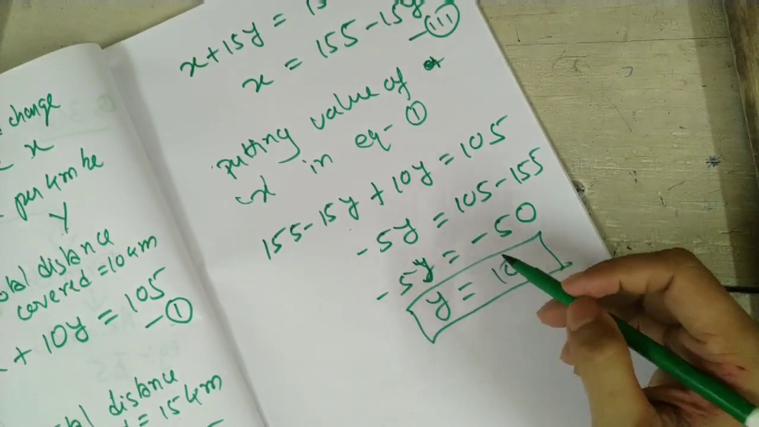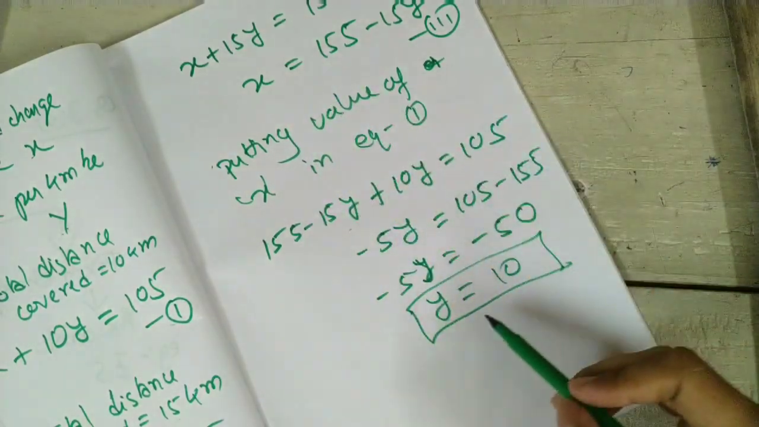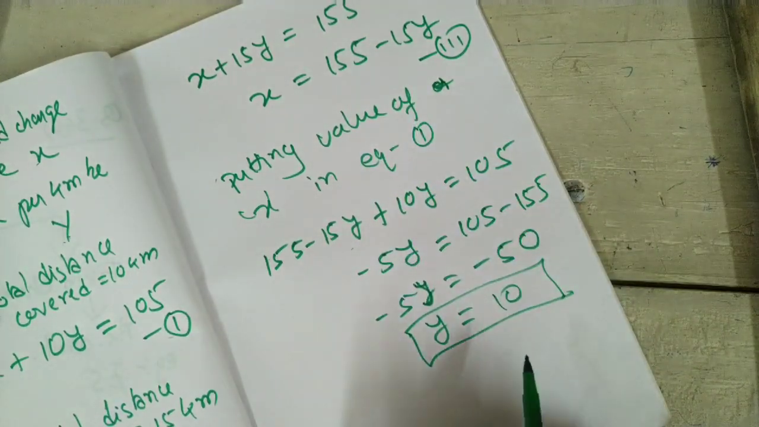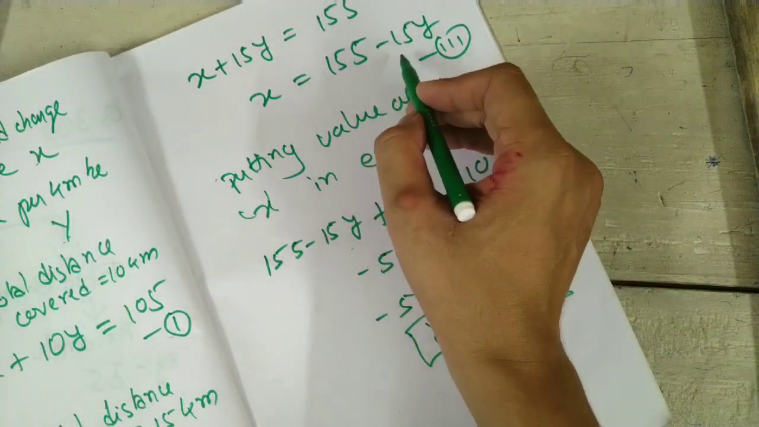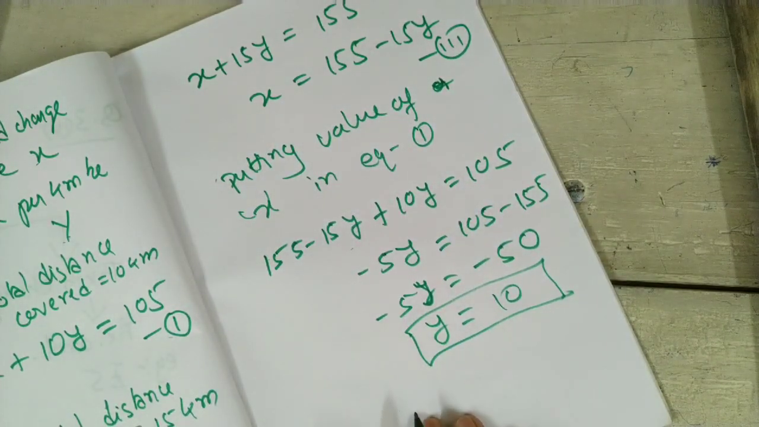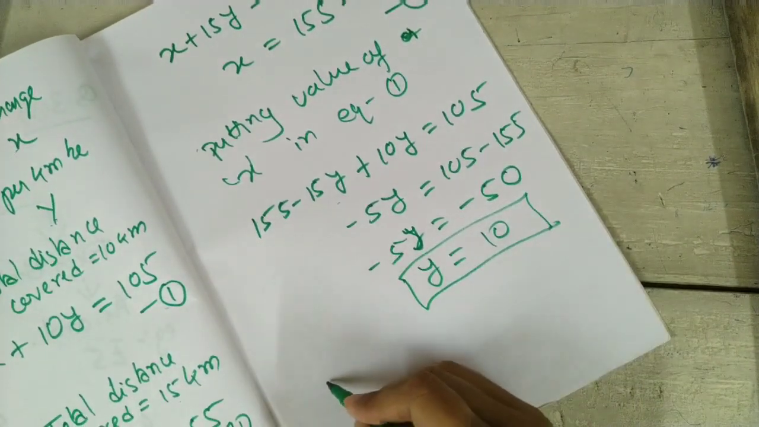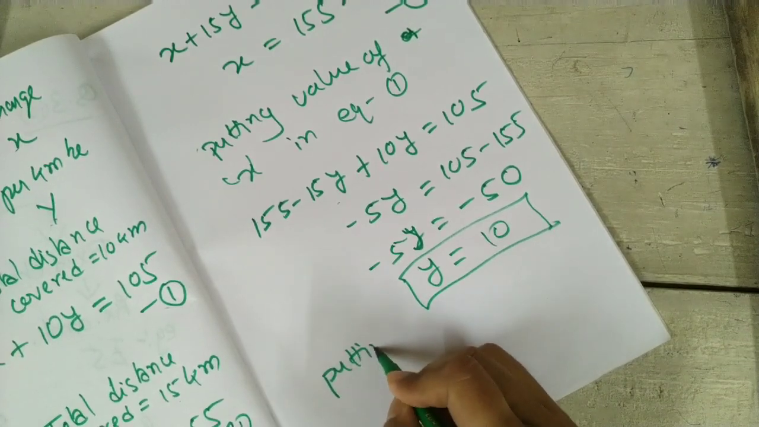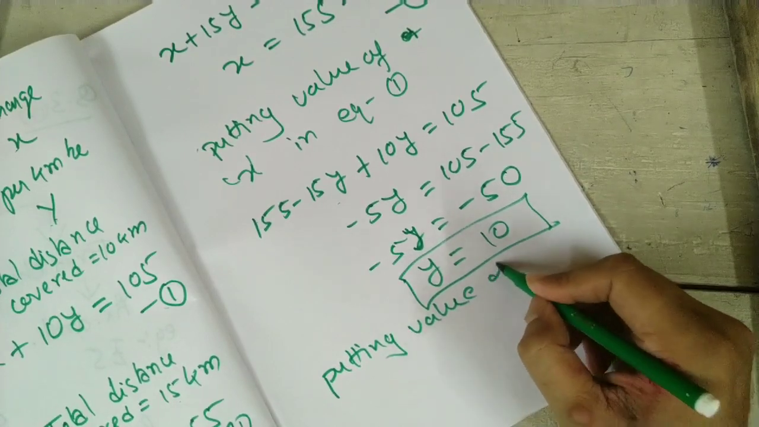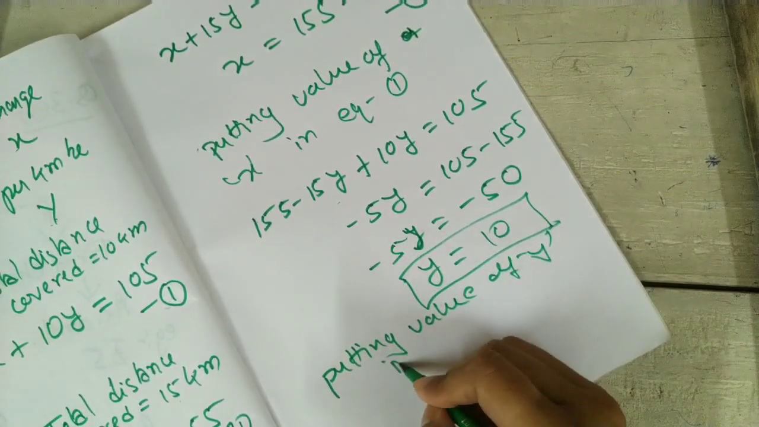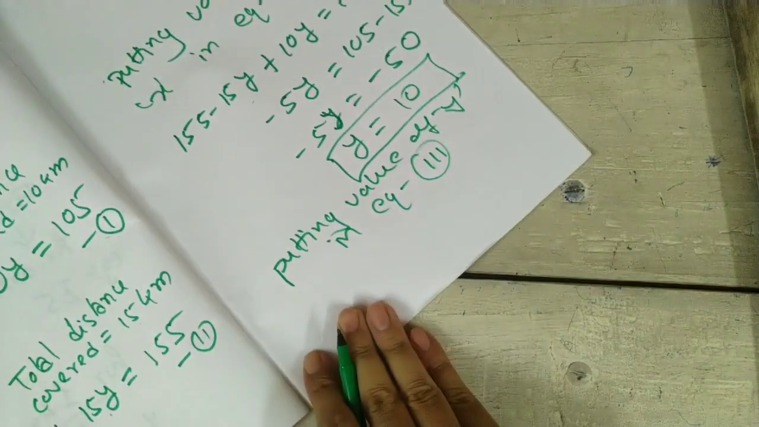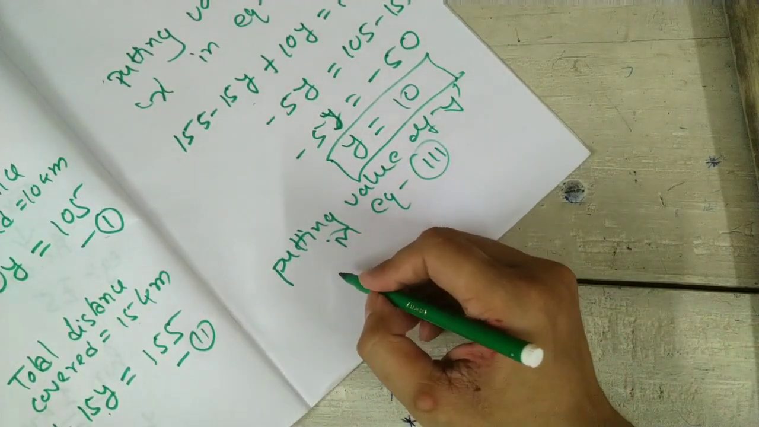Now we can find out the value of x by putting this value of y in equation number 3. Okay, now we'll put the value of y in equation number 3 so that we can get the value of x here. So here we'll write: putting value of y in equation number 3.